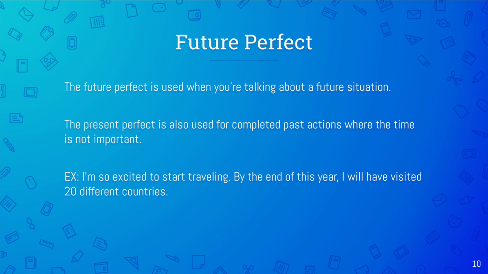You can also use the future perfect for actions that will have been completed by the time that situation is happening. So I'm so excited to start traveling. By the end of this year, I will have visited 20 different countries. The time exactly when I visit each country is not super important. I'm just saying that at the end of this year, this will have been done. I will have visited 20 countries.